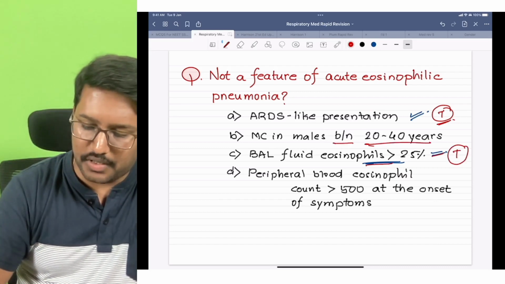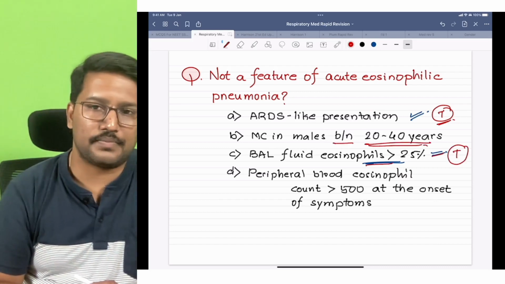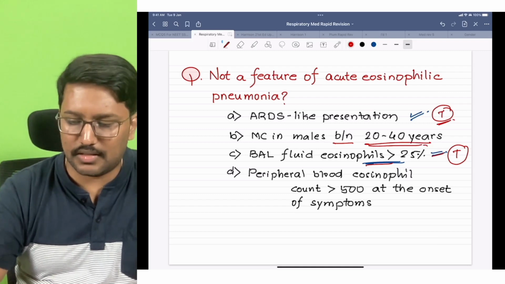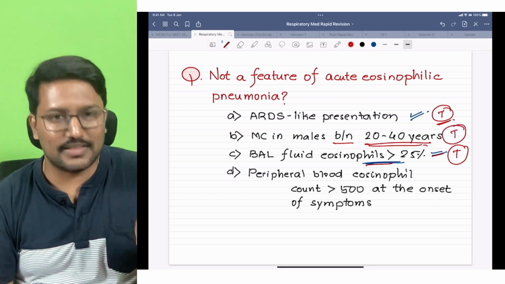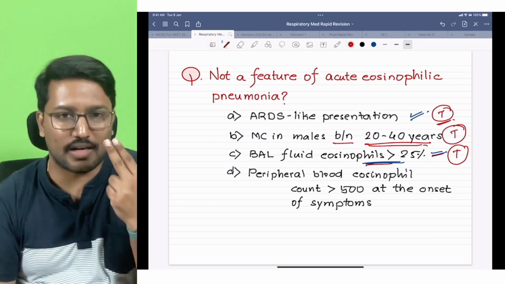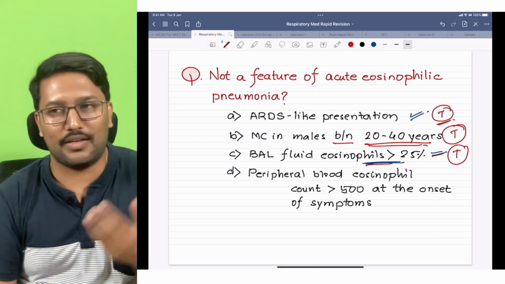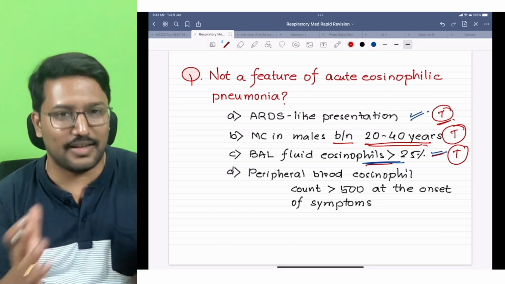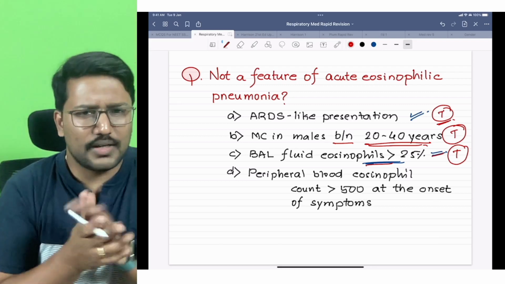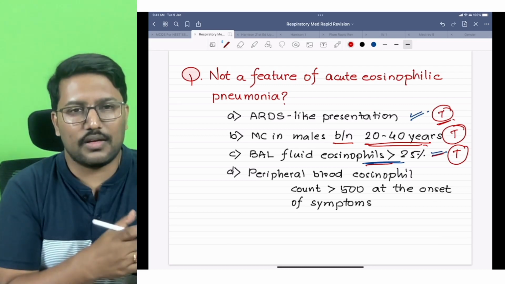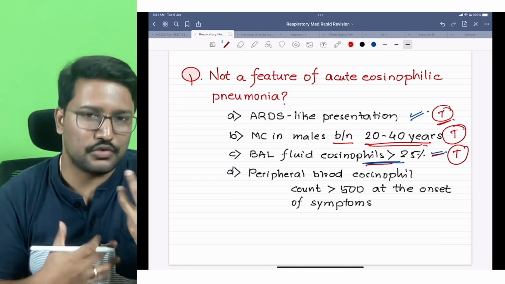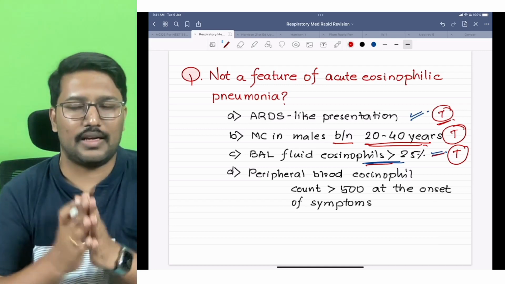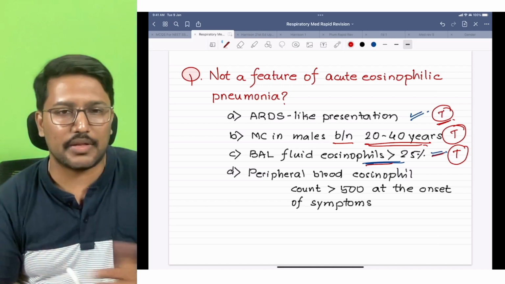Males between 20 to 40 years are usually affected. That's also a true statement. This you can easily remember. That's the age group 20 to 40 where patients start puffing their first smoke. You might say that I started in my teenage. I agree, but that's the usual age. So you start smoking, 1 or 2 months later there is an eosinophilic inflammation of the lungs, and you develop an ARDS-like clinical picture, you land up in the hospital.